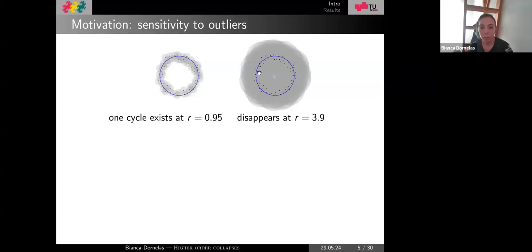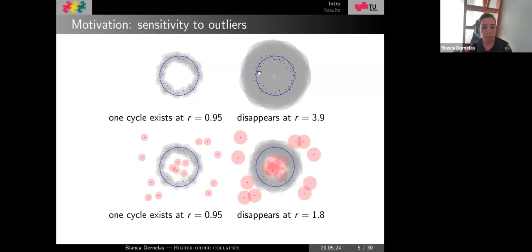And that's good. Then we can say, okay, this is a ring. But there is one difficulty with this union of balls approach, which is that it's very sensitive to outliers. So if we do introduce some extra sites like these red ones here, what will happen is that our one cycle is going to die much faster. So we can see that the lasting interval of this one cycle was reduced to 25% of the whole interval. And so the question arises whether it is possible to adapt this to reduce the sensitivity to noise.